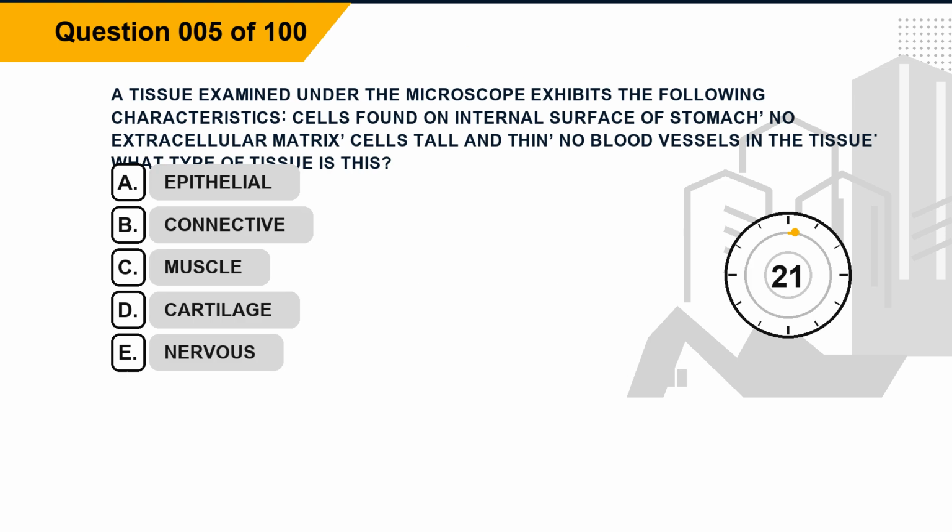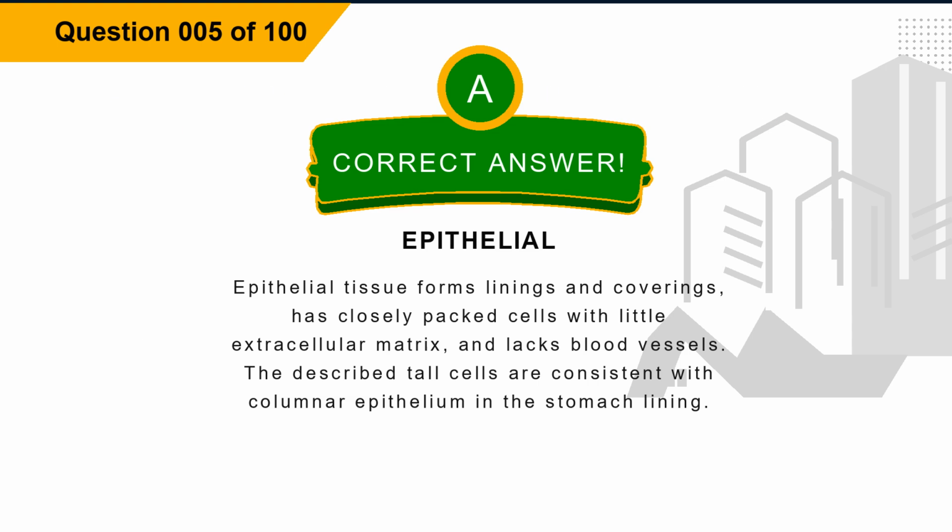Question 5. A tissue examined under the microscope exhibits the following characteristics: cells found on internal surface of stomach, no extracellular matrix, cells tall and thin, no blood vessels in the tissue. What type of tissue is this? Option A, epithelial. Option B, connective. Option C, muscle. Option D, cartilage. Option E, nervous. The correct answer is option A, epithelial. Explanation. Epithelial tissue forms linings and coverings, has closely packed cells with little extracellular matrix, and lacks blood vessels. The described tall cells are consistent with columnar epithelium in the stomach lining.